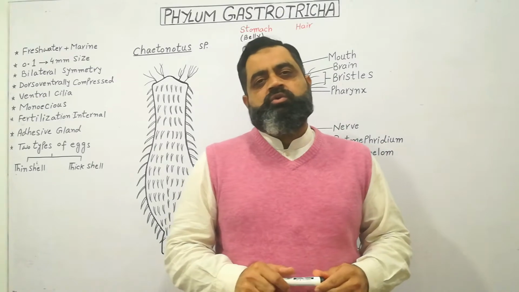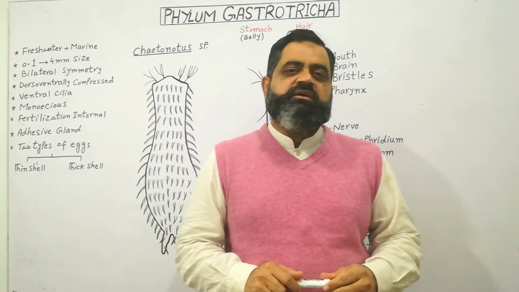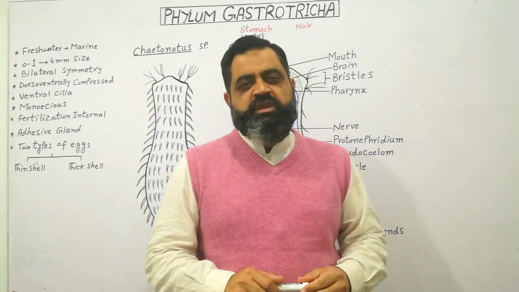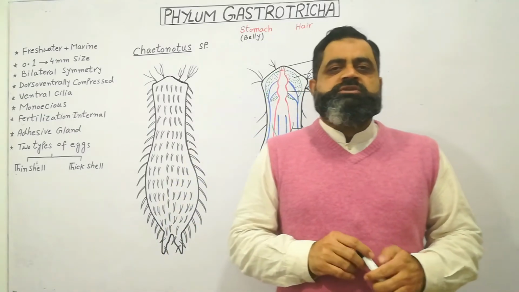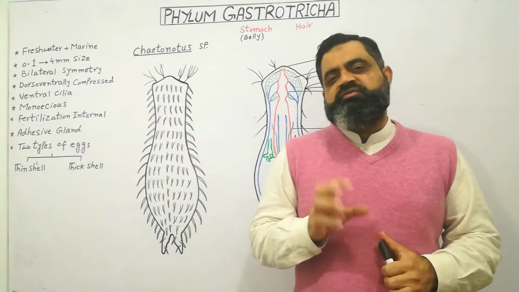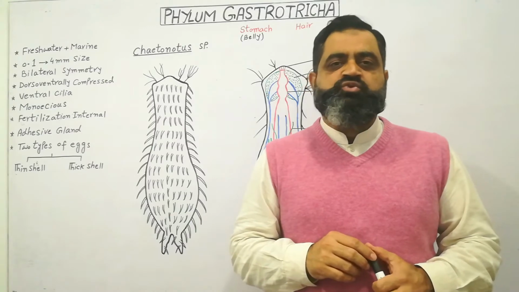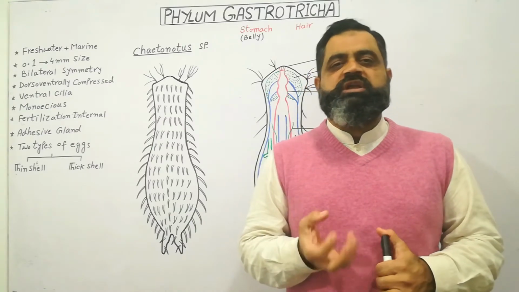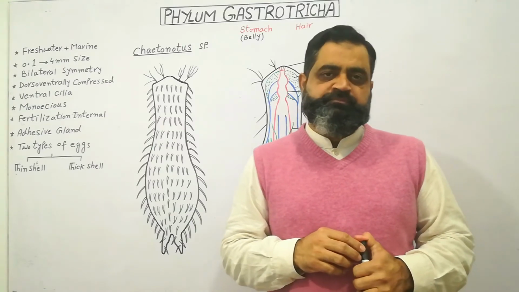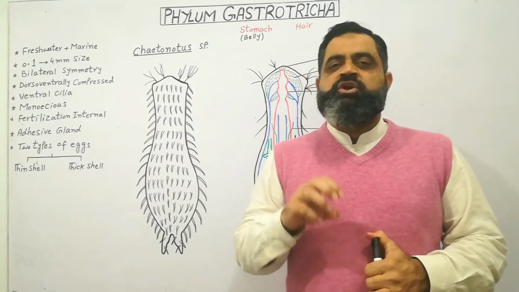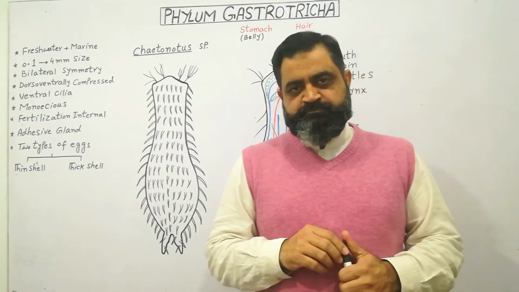Today we are going to discuss phylum Gastrotricha. Gastrotricha are animals which belong to a group known as pseudocoelomates, because their body cavity contains a pseudocoelom. So these animals are known as pseudocoelomates.